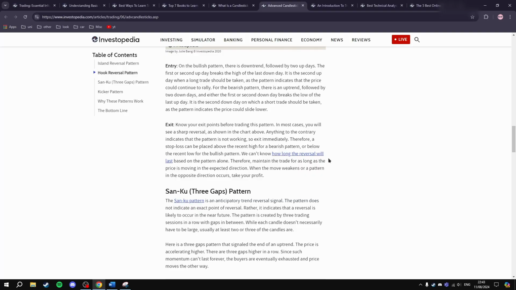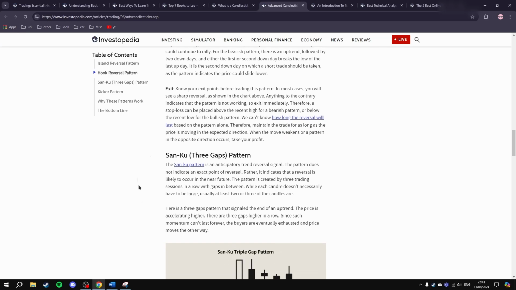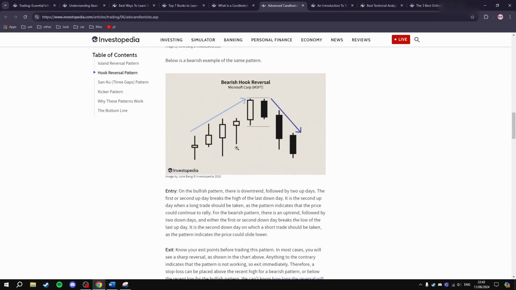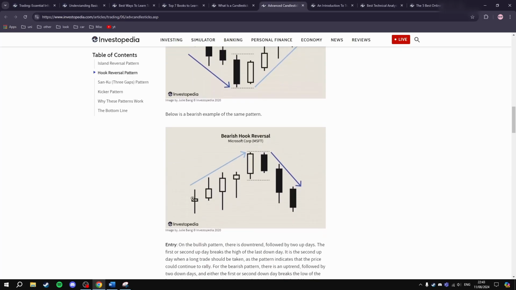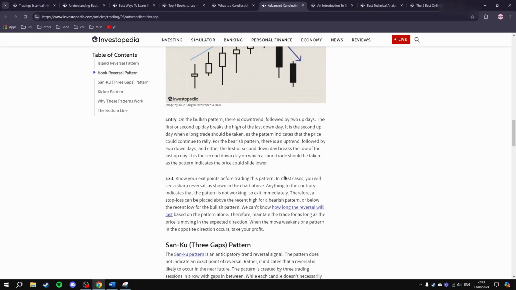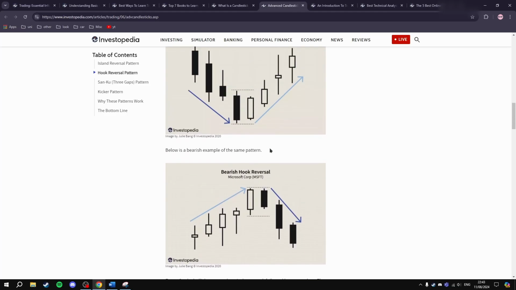Followed by 2 down days, and either the first or second down day breaks the low of the last up day. It is the second down day on which a short trade should be taken, as the pattern indicates that the price could slide lower. Exit. Know your exit points before trading this pattern. In most cases, you will see a sharp reversal as shown in the chart above. Anything to the contrary indicates that the pattern is not working, so exit immediately. Therefore, a stop loss can be placed above the recent high for a bearish pattern.